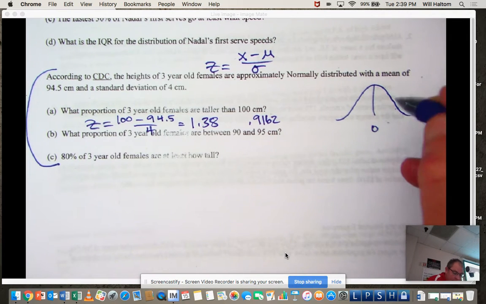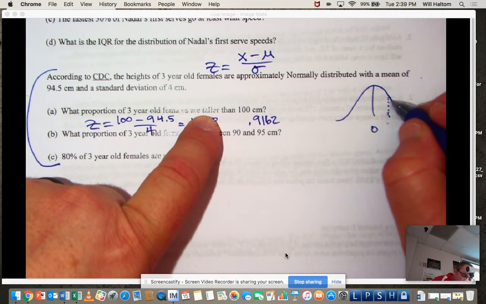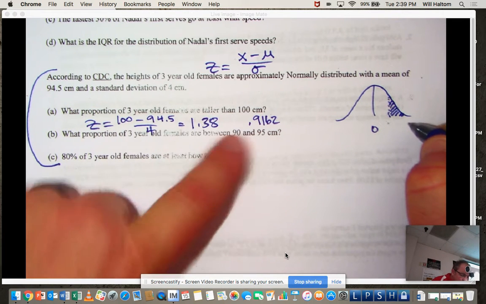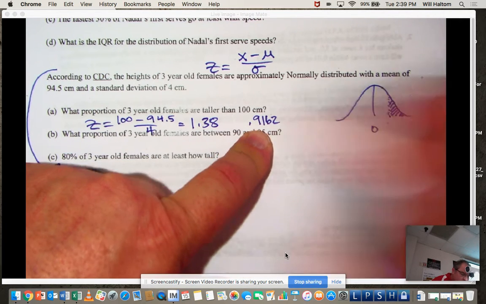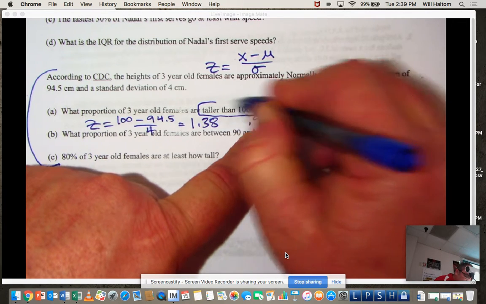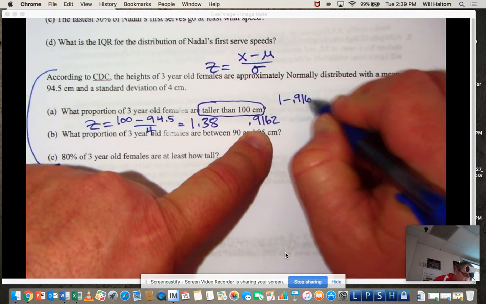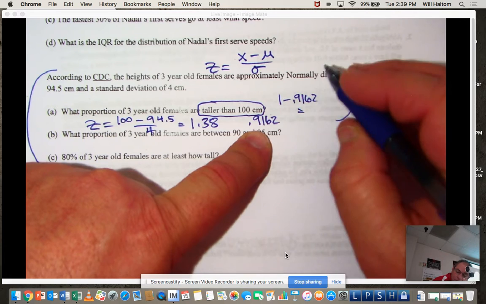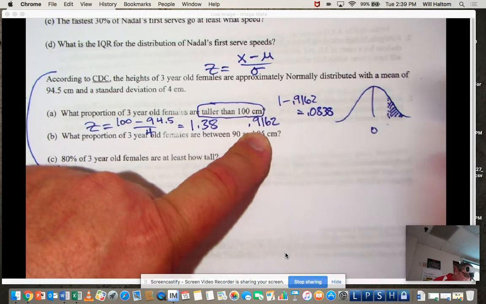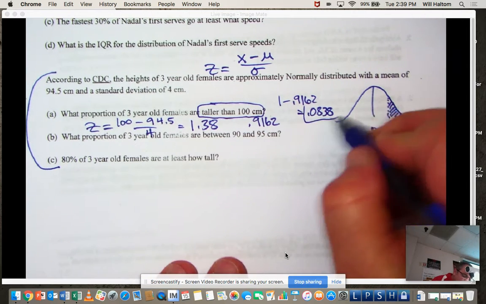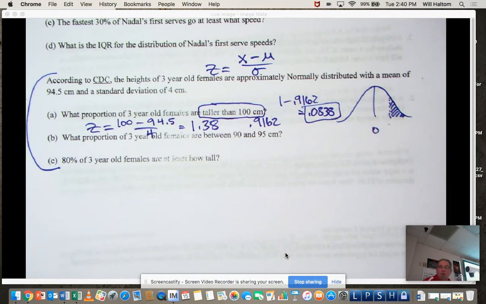But when I graph 1.38 and I look at the question, it says, what's the probability that it would be taller than? That does not look like 91%. It's because it's not. This table only tells me less than. So in order to get the greater than, 1 minus 0.9162, I get 0.0838. And that is the probability that a 3-year-old female would be taller than 100 centimeters.